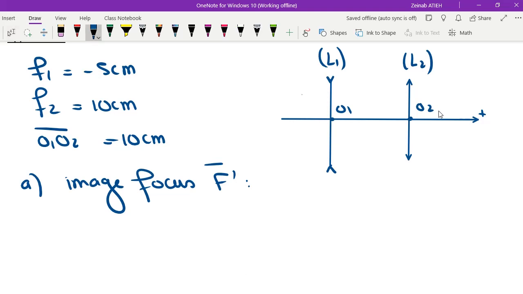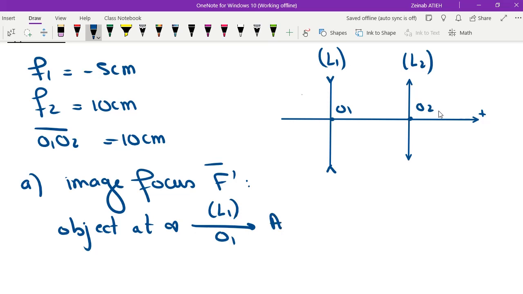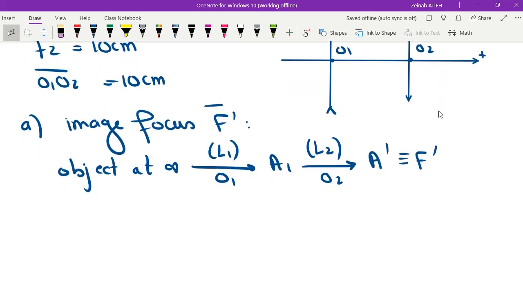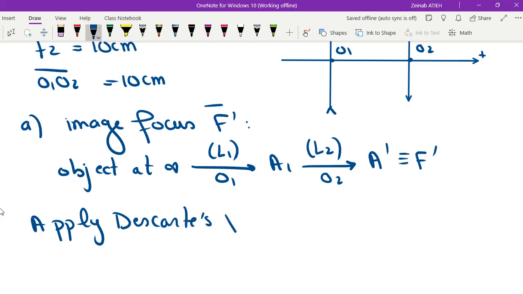So we say that we have an object at infinity. This object will cross L1 with optical center O1 to give an image A1, which is an object to the second lens L2 with optical center O2, which will give me a final image A prime. This A prime is called the image focus F prime. So I am finding the location of the final image when the light comes parallel. This is the image focus. So let's apply the lens formula, the Descartes position formula.